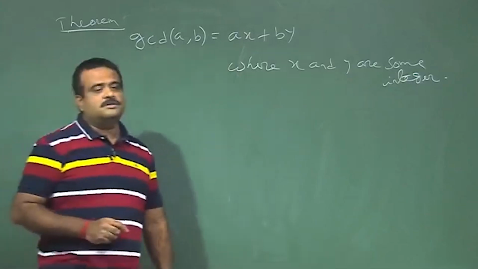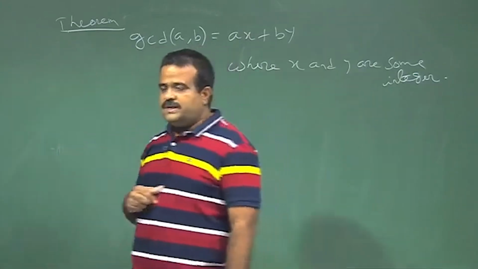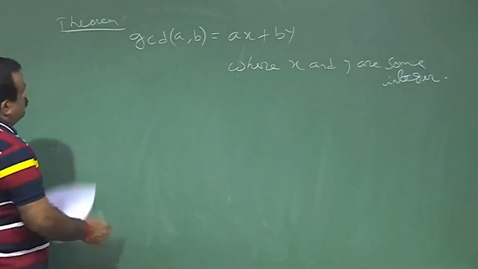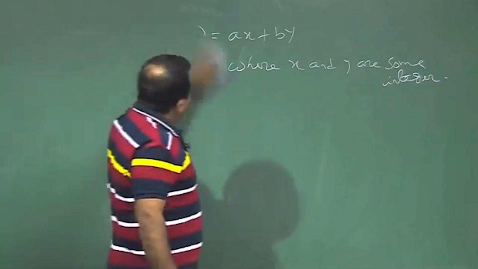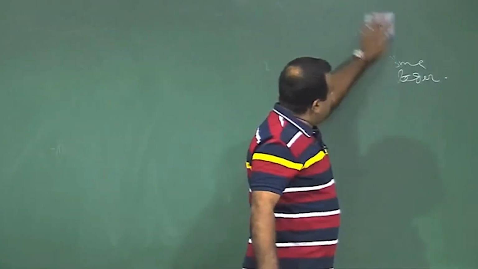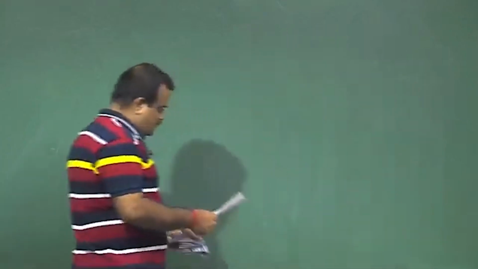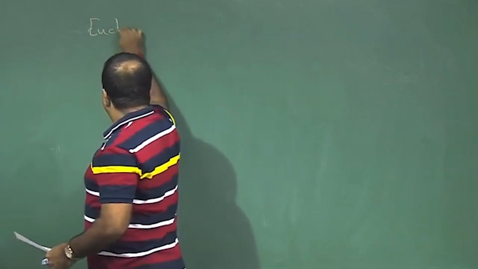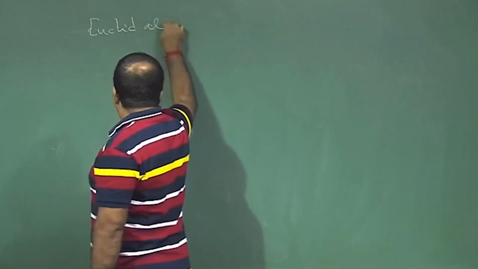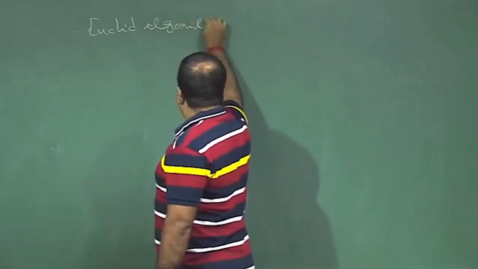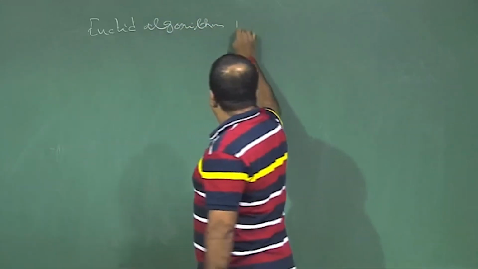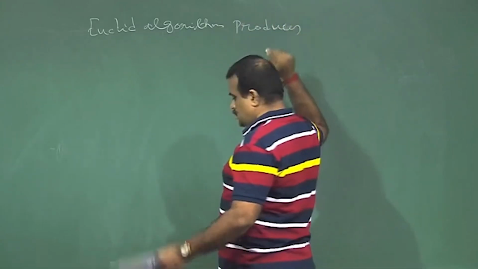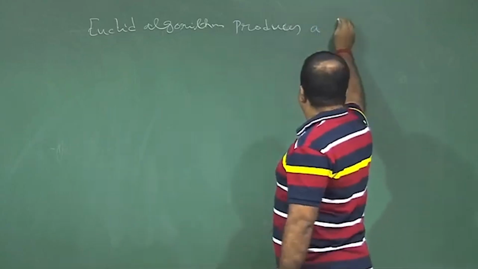So, what do we mean by modulus inverse? Further on we need to know modulus arithmetic. But before that, we will prove this theorem. This is basically coming from the Euclid algorithm, what we are doing, the remainder. So, in the Euclid algorithm we produce a sequence of remainders.